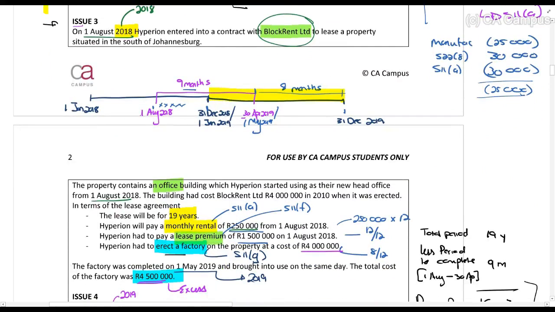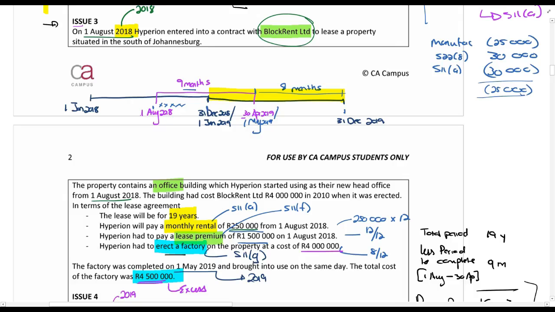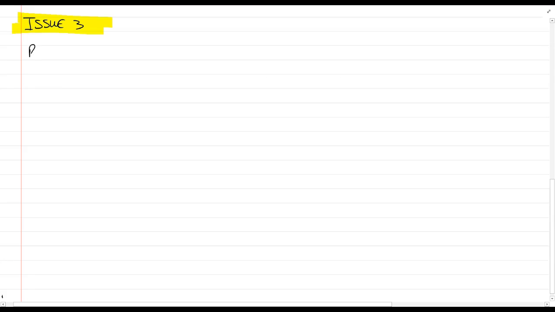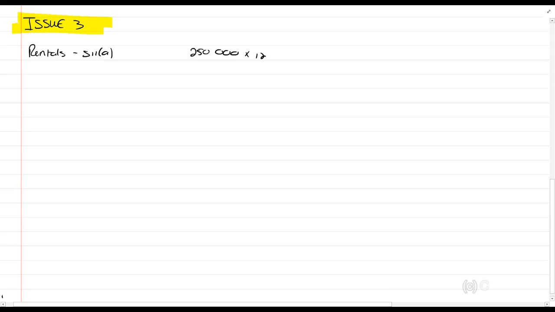Okay, then we have this block rent story, where we lease a property. Okay, so let's take it step by step. So the first one I would do is the monthly rentals. Now remember again, guys, we entered into this at the end of previous year in August 2018. So we had it an entire year and we used it. So rentals, section 11A, 250, was it 250,000? Yes, 250,000 times 12.